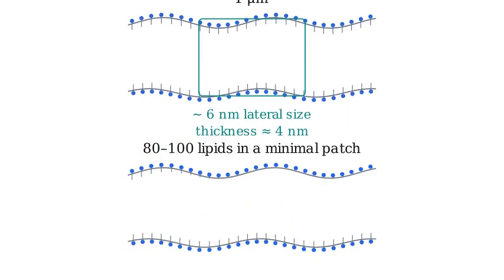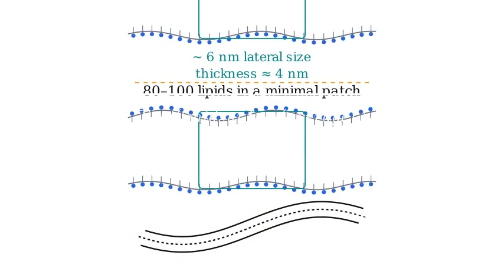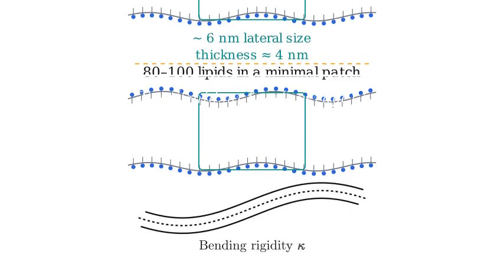After averaging within the patch, we define curvature on the midsurface, right between the two leaflets. Imagine a small curved membrane strip with 2 leaflets and a dashed midsurface between them. The resistance to bending is quantified by the bending rigidity, kappa.